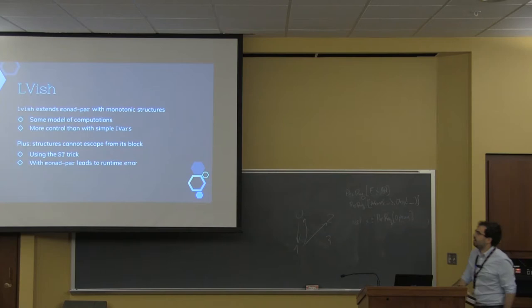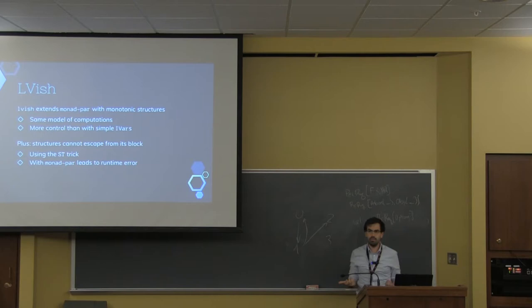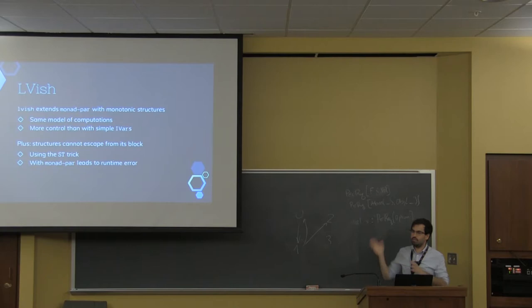One nice thing of LVish is that in the PAR monad, your types are not strong enough to disallow using a variable from one PAR computation in another PAR computation, which is something you don't want to happen. This just turns into a runtime error, but you can do the same trick as they do in ST and check this at compile time. So even if you only use LVish to replicate what monad-par does, you can still get a bit more type safety.